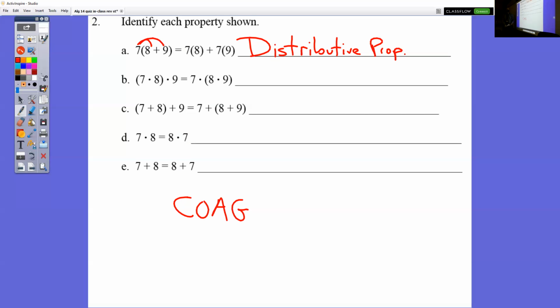In question number 2, the parentheses are around the 7 and the 8, and then the parentheses are around the 8 and the 9. Notice that it goes 7, 8, 9, 7, 8, 9. So the order is staying the same. We're switching what's inside the group. So this is the associative property. You do have to identify whether it's of addition or of multiplication. This one has multiplying in it. So this is of multiplication.